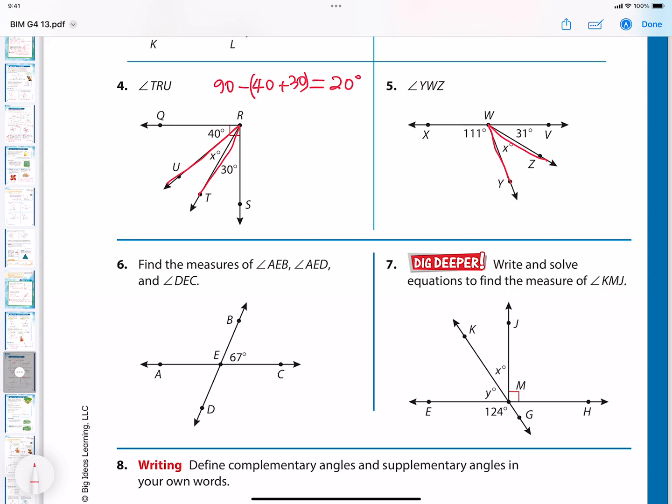Okay. This is supplementary, so it has to be 180 degrees. Don't worry about the supplementary, complementary. I'm just talking about this is a straight line, okay? Which is what? 180 you have to have. Now take away 111 minus 31, again, which is what? It's gonna be 38 degrees. You do your math. Don't copy mine, okay?